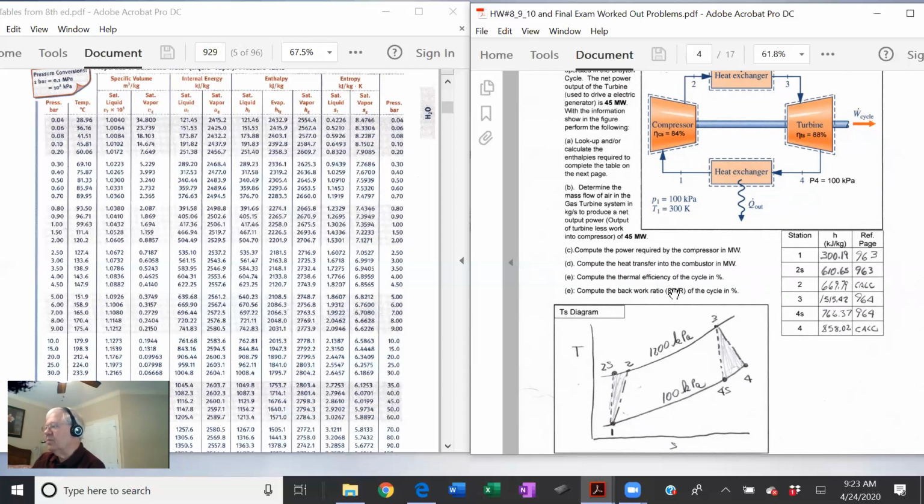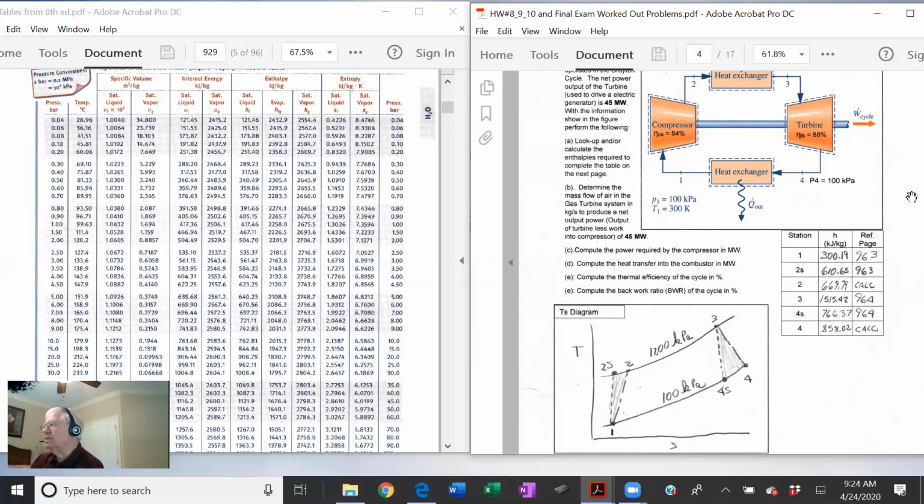And determine the back work ratio. I believe it's the ratio of the power the compressor requires over the total power the turbine produces. We'll see in a minute.